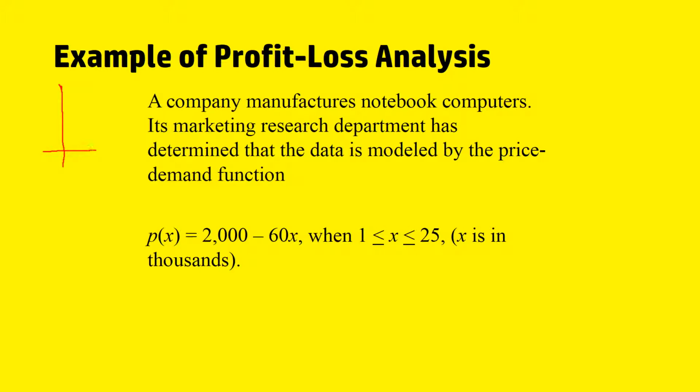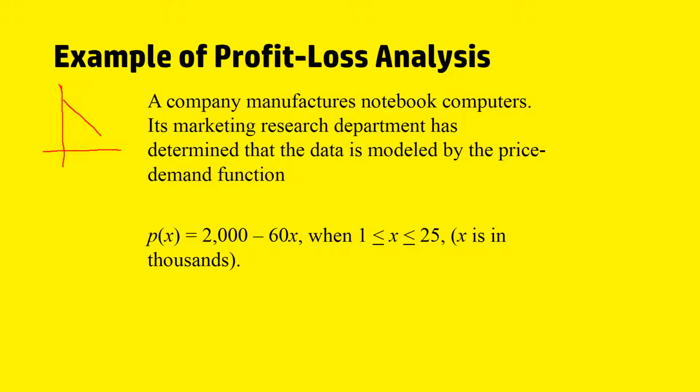domain 1 to 25, and it's a decreasing function as price demand functions are. X is in thousands here, so we're talking about thousands of units produced and sold, and that function returns a price.